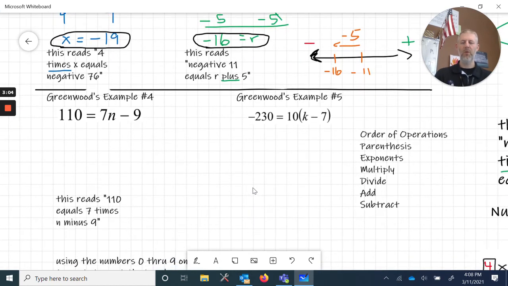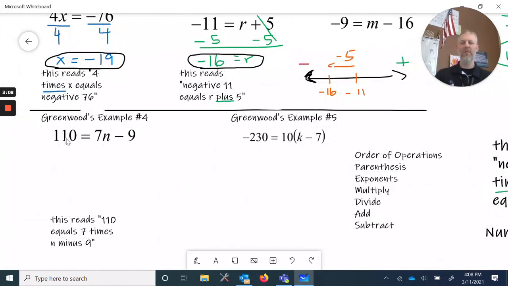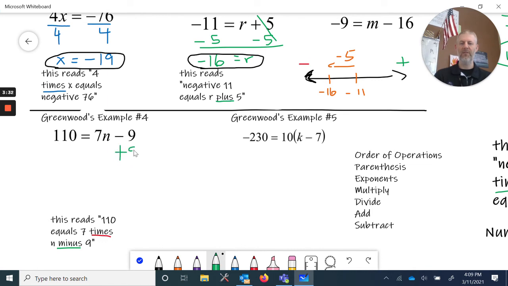So here, this two-step equation reads 110 equals 7 times n minus 9. With these, I like to start by undoing the addition and subtraction first. So we've got a minus, and then we'll undo times. The opposite of minus is plus, or subtract is addition. So this one's going to require 2 steps to solve. I'm going to add 9 to my negative 9, so those zero out. 110 plus 9 is 119, and that equals 7n.